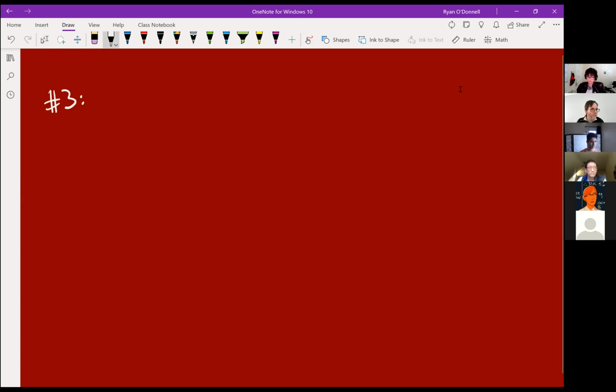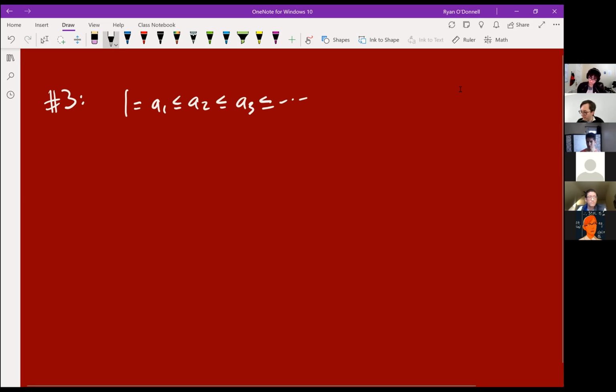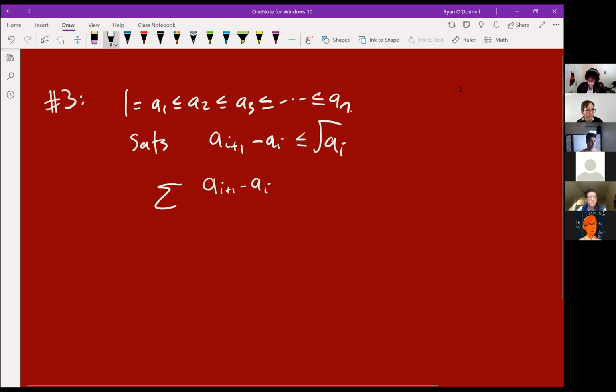Number 3 was, oh, you have a sequence. 1 equals A1 less than or equal to A2, less than or equal to A3, less than or equal to AN. And it satisfies A(i+1) minus A(i) is at most square root of A(i). And you want to bound the sum of (A(i+1) minus A(i)) over A(i), i goes from 1 to n minus 1, by log n. This one, yeah. Let's see, what about it?